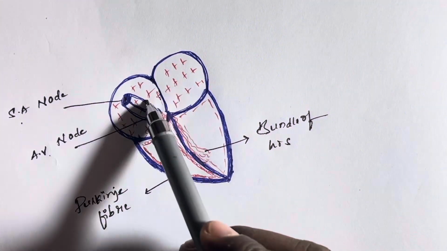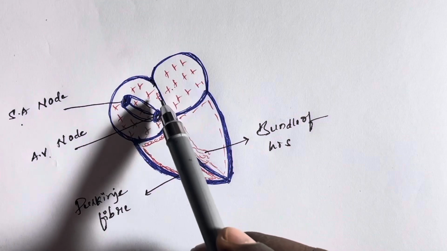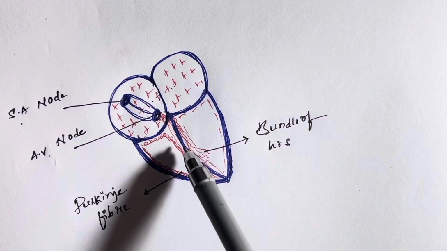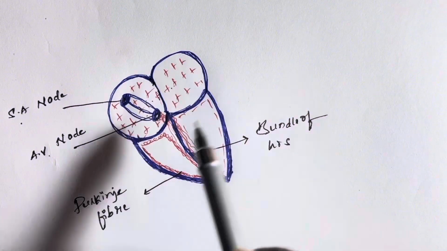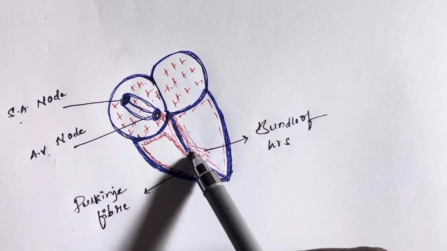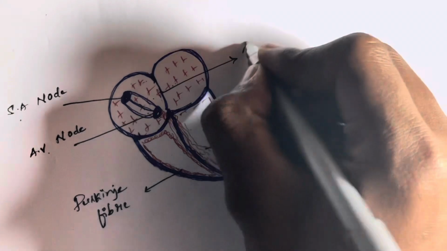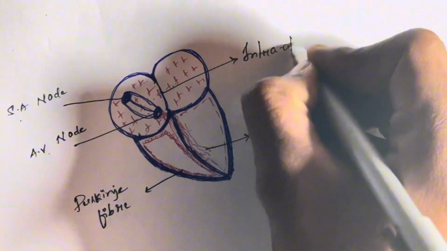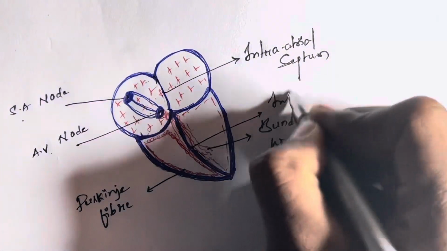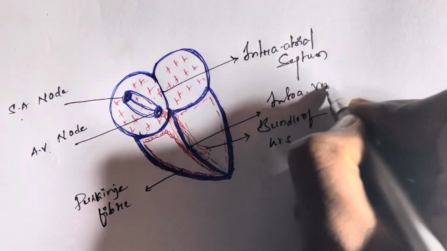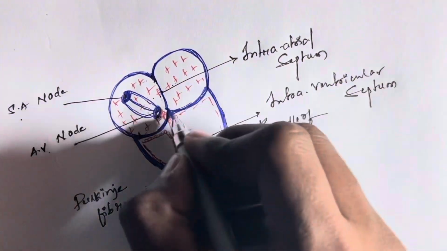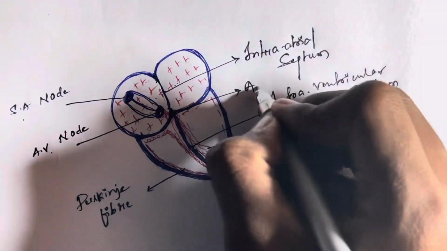In between the two atria it is called the interatrial septum, and in between the two ventricles it is called the interventricular septum. In between the atria and ventricles it is called the atrioventricular septum. So this is the interatrial septum, this is the interventricular septum, and this is the atrioventricular septum.